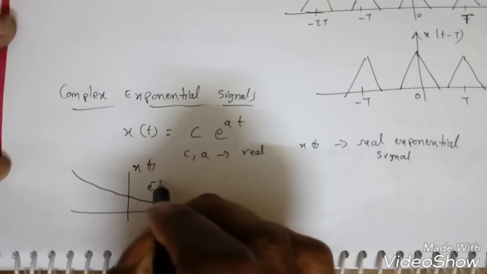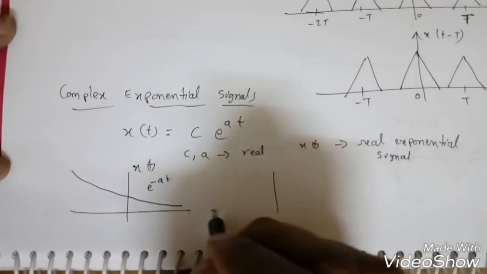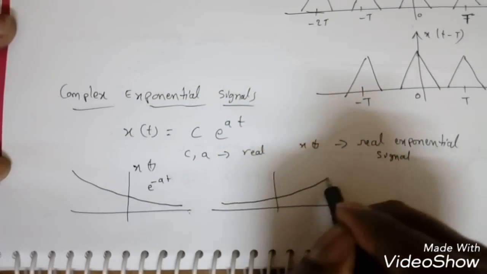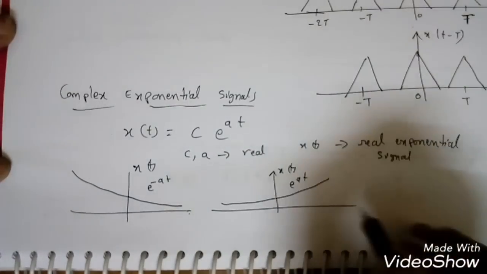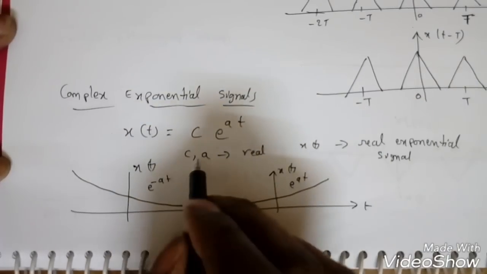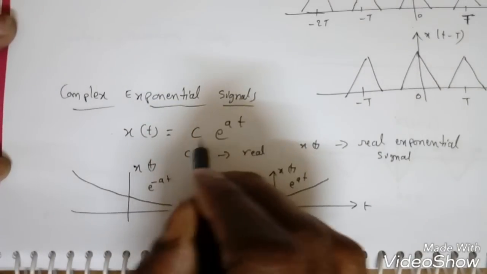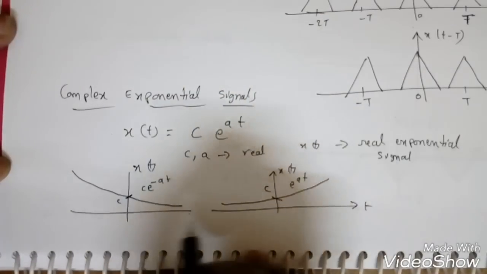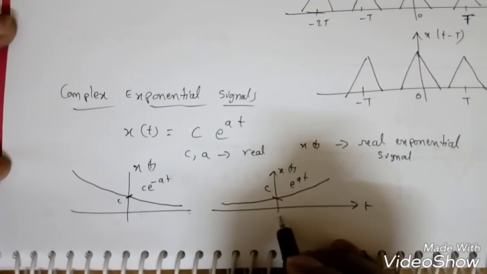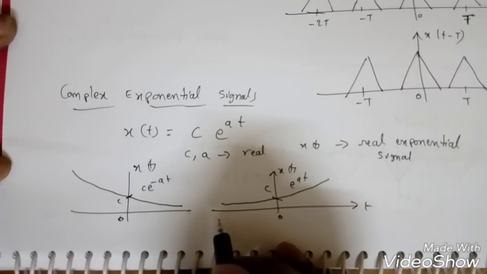This is e power minus at, and this is when it is growing, so we can say x of t is e power at. This is t. Now at t equal to 0, if it is c into e power at, we will get c here. Here also we will get c. If 1 is there, we will get 1. So this is about real exponential signals.